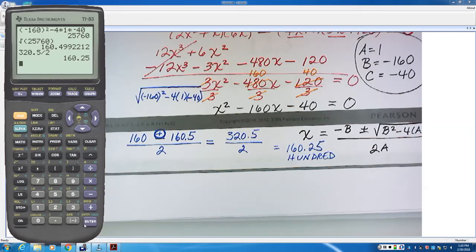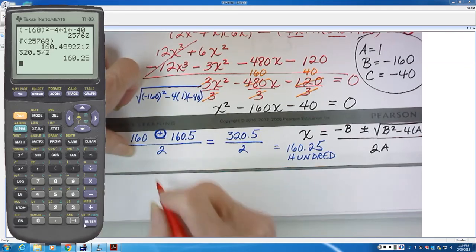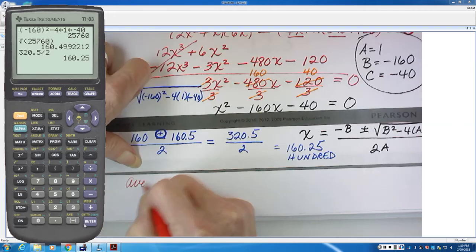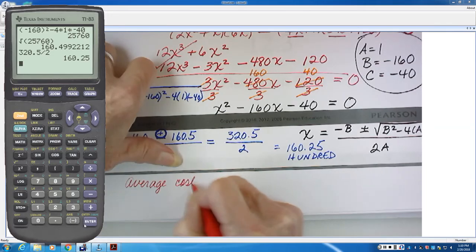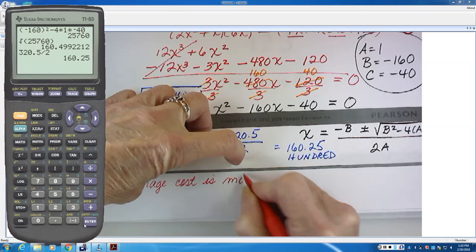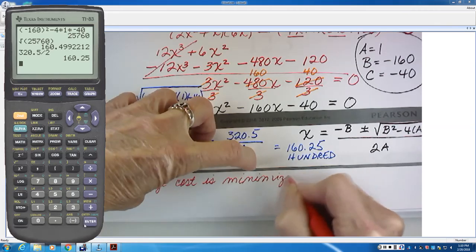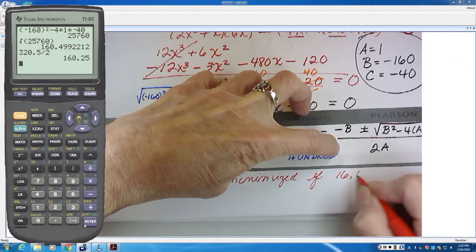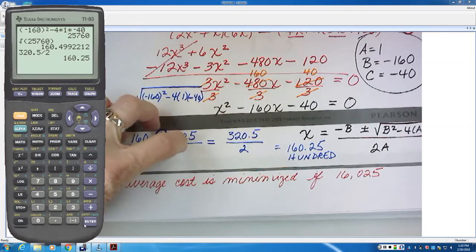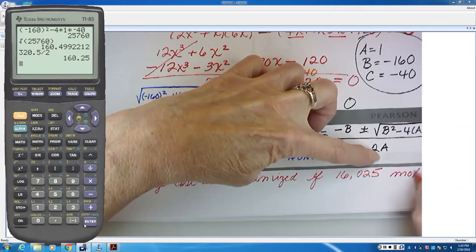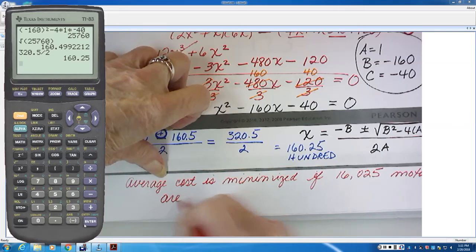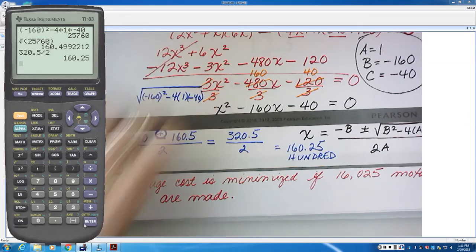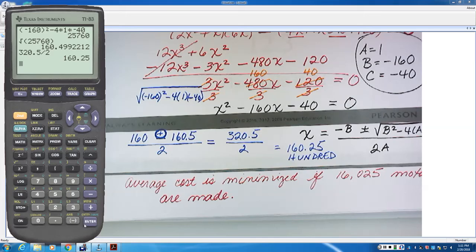So here's what our answer actually is. Here's our final answer. Average cost is minimized if 16,025 motors are made. That's the answer to the question. The arithmetic doesn't always come out nice.